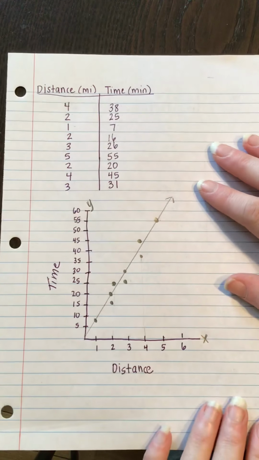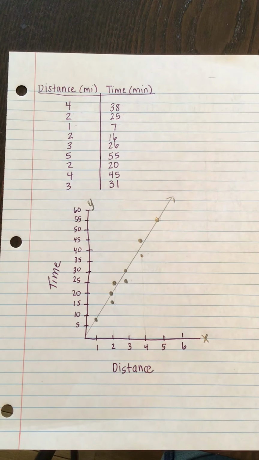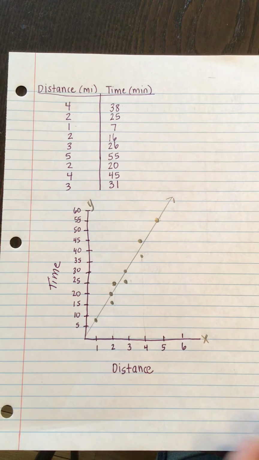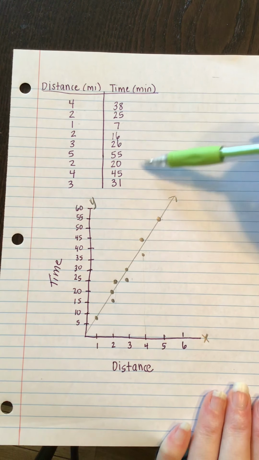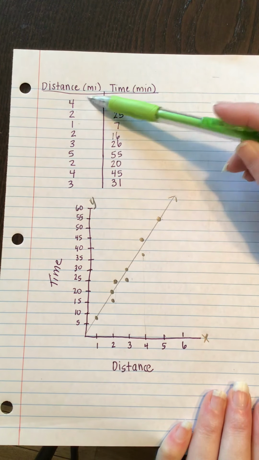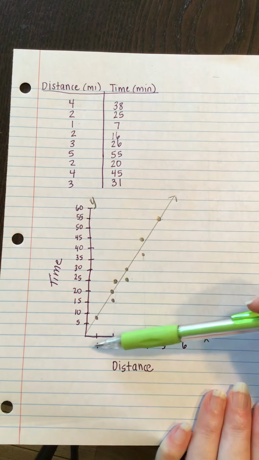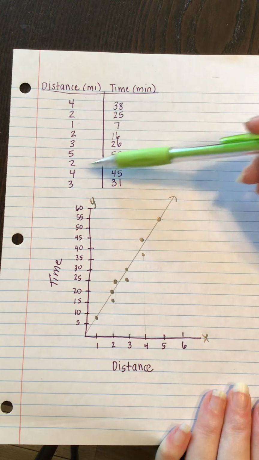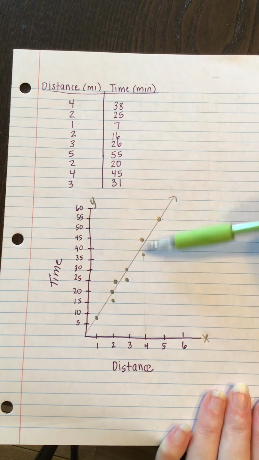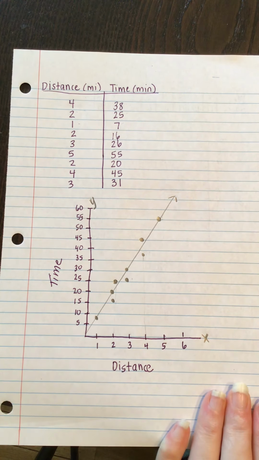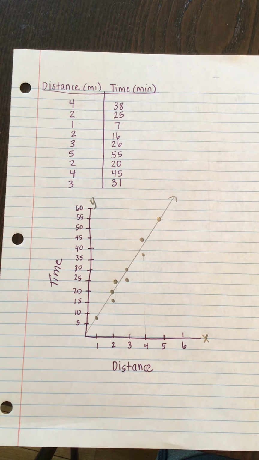So this is an example of how we would draw a trend line. So we have got our data table or our data set, distance in miles versus time in minutes, and we have our graph. So you plot these points, which I've already done, so you'll need to do that on the graph. And then the way that I drew this line is, again, you want to have a straight line that has as many points on the top as it does on the bottom.